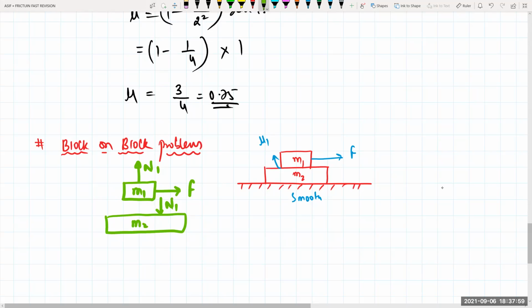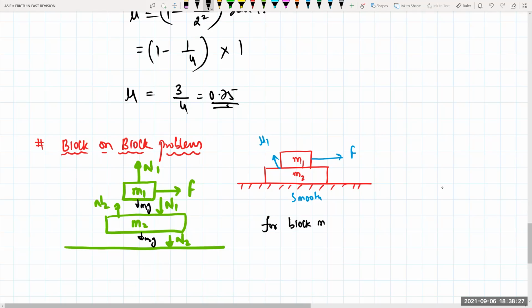This is the smooth surface, and this is the ground. The ground will exert a normal reaction N2 on this one, and M2 will exert a force on the ground equal to N2. Any doubt? The weight of this body will be M1g, and the weight of this one will be M2g. Clear? Now for block M1, tell me what all forces are there.